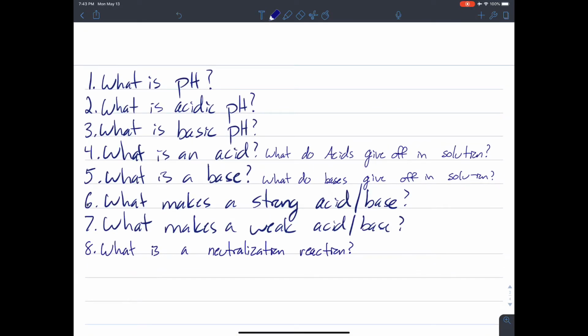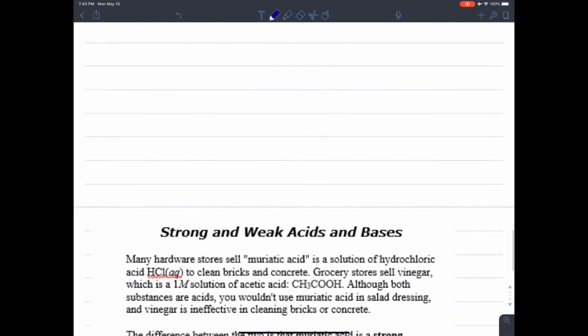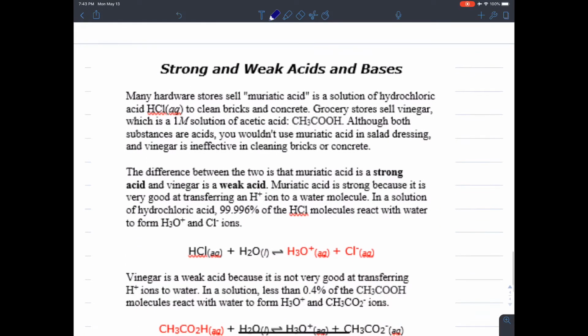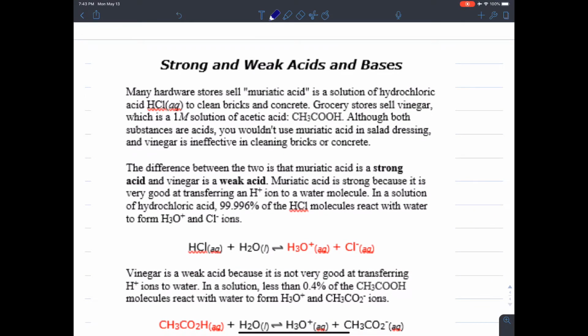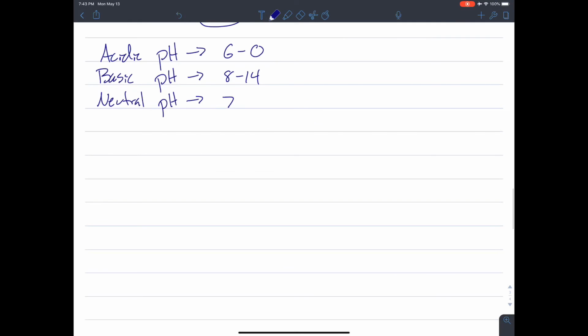Now let's talk about what an acid is and what it gives off in solution, what a base is and what it gives off in solution. Okay, so we're going to get to this in a second, which talks a little bit about acids and bases, specifically strength of acids and bases. So an acid is something that gives off H plus in solutions. Acids give off H plus. Okay, so that's why an acid starts with an H almost always. So you have acids like hydrochloric acid, which is hydrogen bonded to chlorine, hydrofluoric acid, hydrogen bonded to fluorine, et cetera, et cetera. Something with an H is going to be an acid.